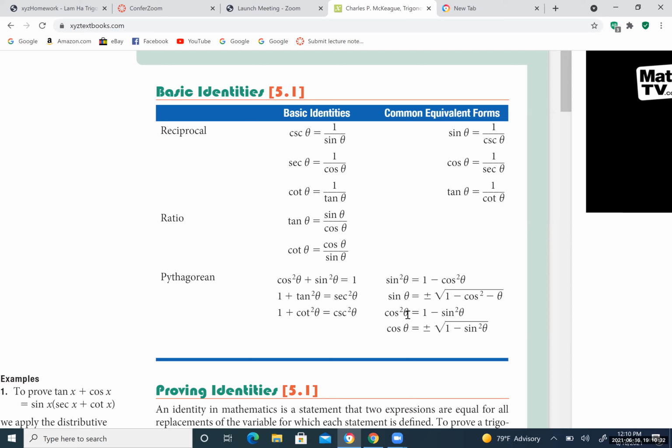And cosine squared theta will be the other opposite. They're using cosine squared theta plus sine squared theta equal to 1. To find cosine squared theta, you subtract sine squared theta from both sides, then you would have 1 minus sine squared theta. And to find cosine theta, you square root both sides, same as for sine theta, and you get plus or minus the square root of 1 minus sine squared theta. So they made a mistake right there. All right, so the Pythagorean identities have three main formulas, and the sub-identities you get by doing basic math.